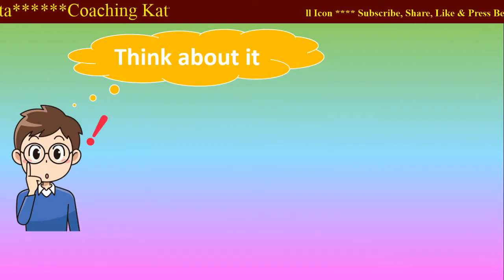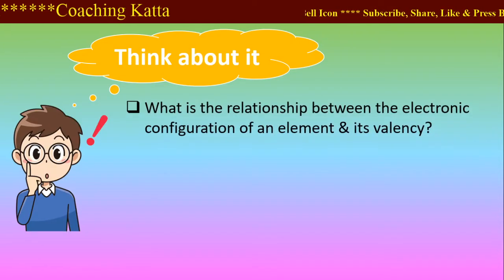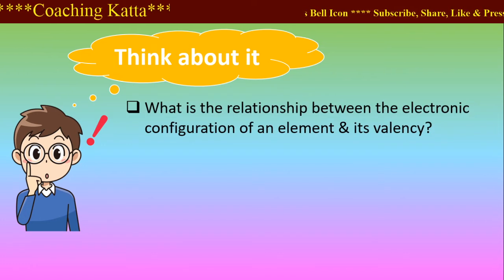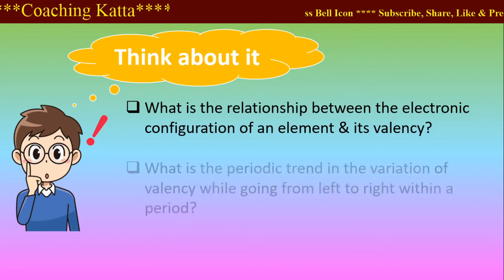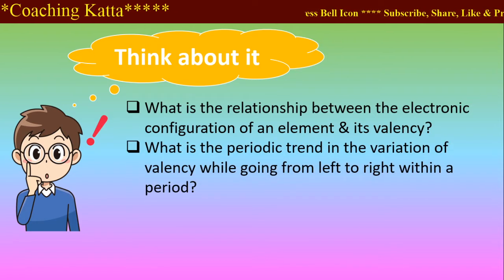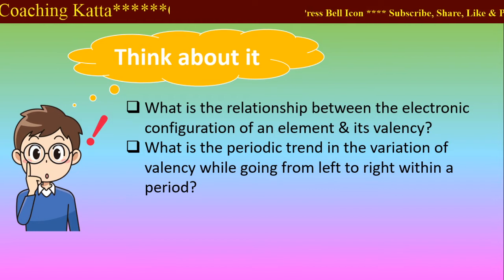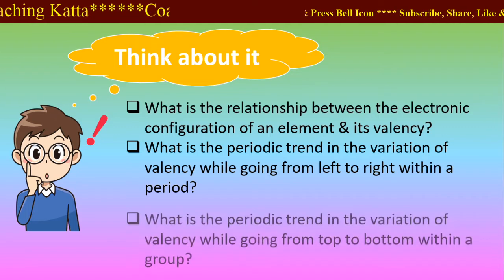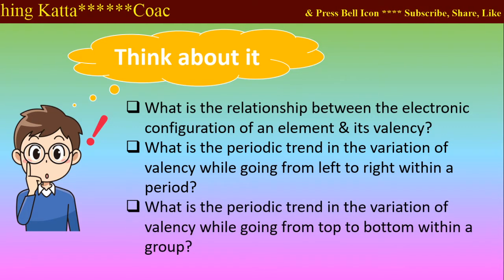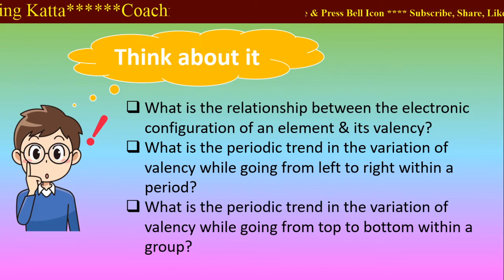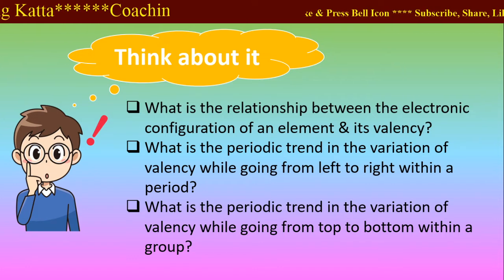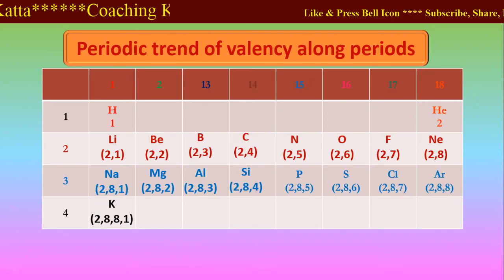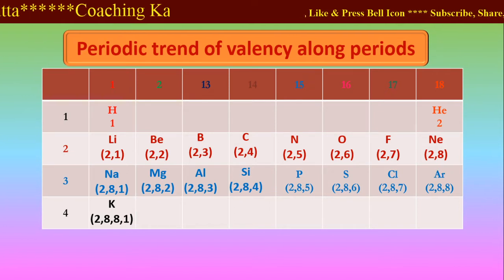Now, think about these questions. What is the relationship between the electronic configuration of an element and its valency? Second question, what is the periodic trend in the variation of valency while going from left to right within a period? And the third one, what is the periodic trend in the variation of valency while going from top to bottom within a group? To find the answers, watch the video up to the end.